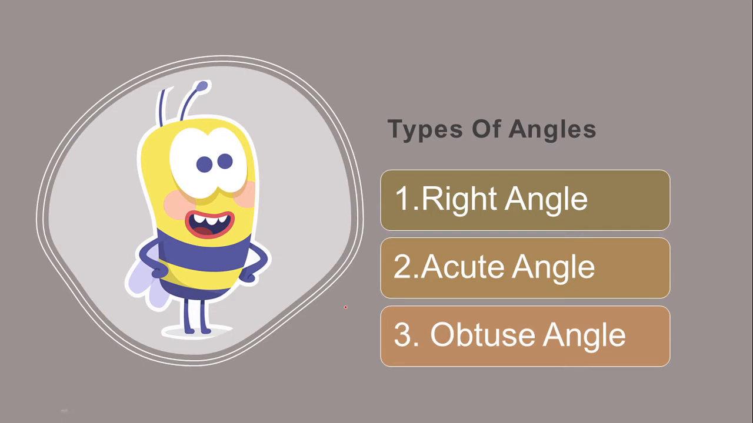So, mainly, there are three categories of angles. That is a right angle, an acute angle and an obtuse angle. That is, we are going to see three major categories of angles. So let's start seeing them one by one.